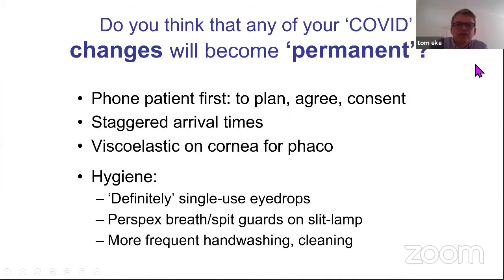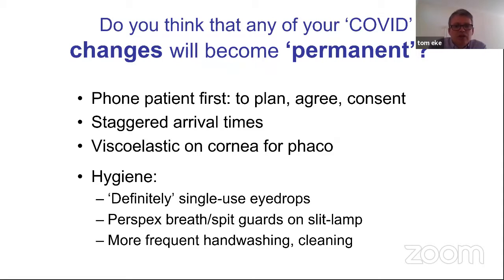As we've all said, it's all very fast moving, and the guidance does seem to change from week to week and from country to country, and even within the UK, it's changing and different. But certainly phoning the patient first really is helpful, and it's much better to discuss things before the day of the operation anyway, plus also discussing the COVID question. Having the patients arriving at staggered intervals, as has been previously suggested, really helps with the efficiency. And I just like viscoelastic on the cornea for the phaco, whether or not it's actually needed.